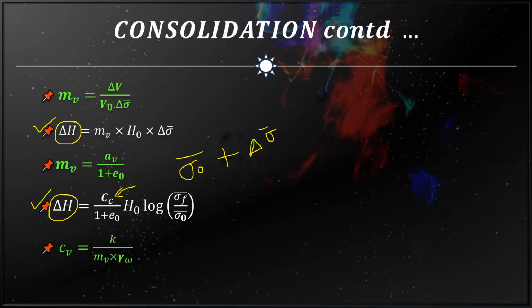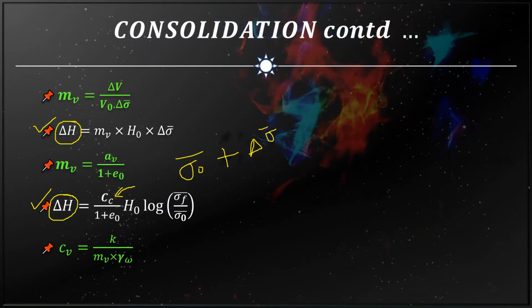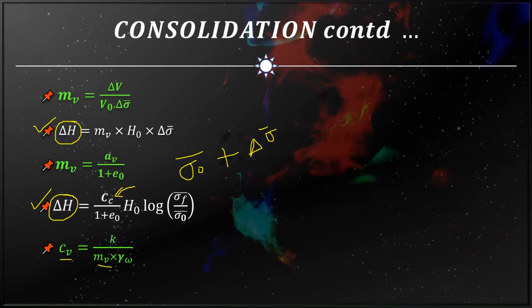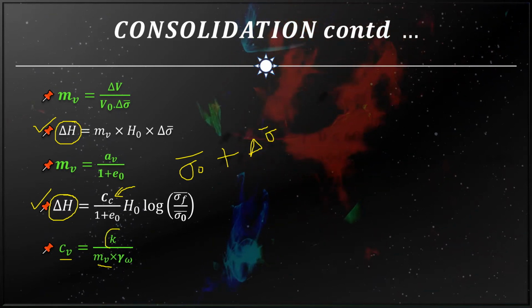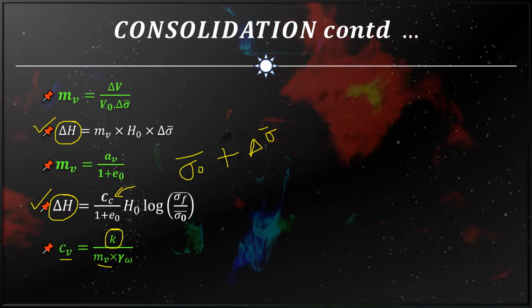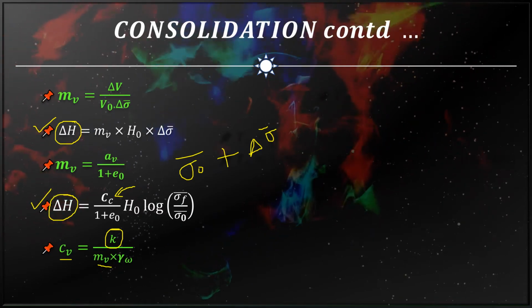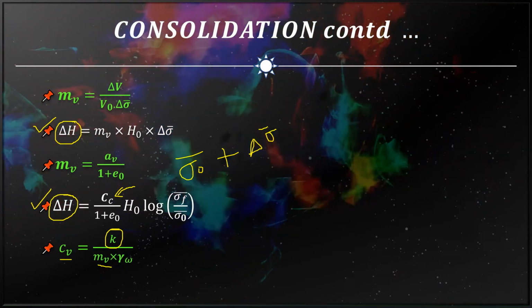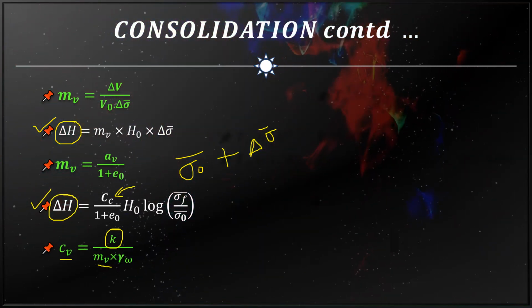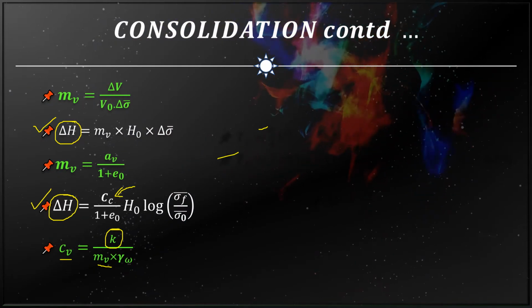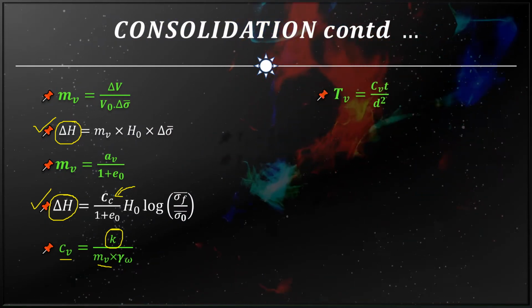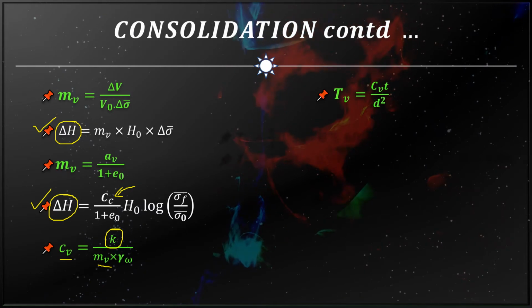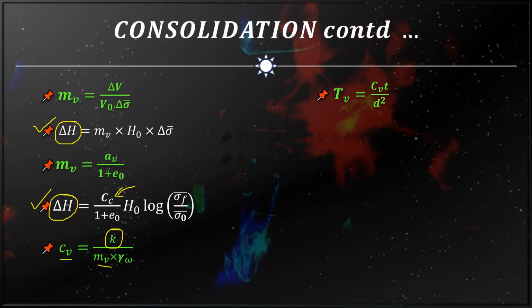And this is a relation regarding the coefficient of consolidation, mv the coefficient of volume compressibility, and k the coefficient of permeability. So these three things are related by this equation: Cv is equal to k by mv gamma w. These are some important relations. And now we shall see the 1D theory. Tv is the time factor.